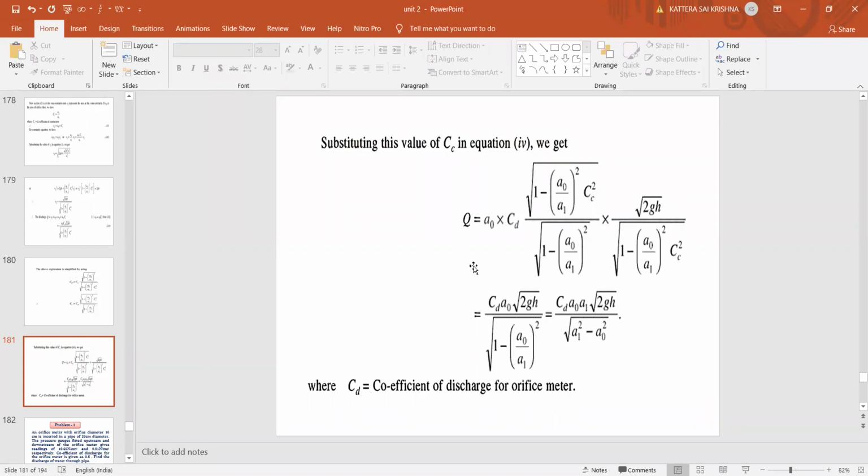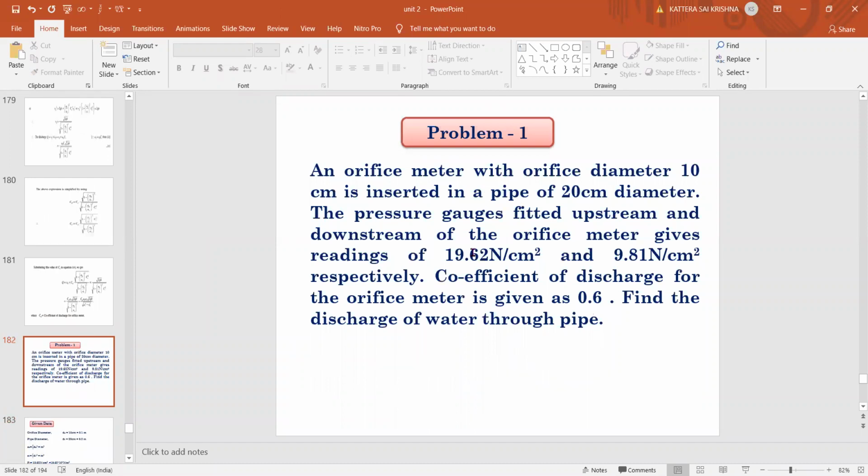Okay. So after writing the equation, please take the first problem on the orifice meter. Problem number 1 for the orifice meter. Just copy the question. An orifice meter with orifice diameter 10 centimeter is inserted in a pipe of 20 centimeter diameter. So he has placed an orifice meter in a pipe whose diameter is 20. The orifice diameter is 10 only, which is almost equal to 0.5 of the pipe diameter.